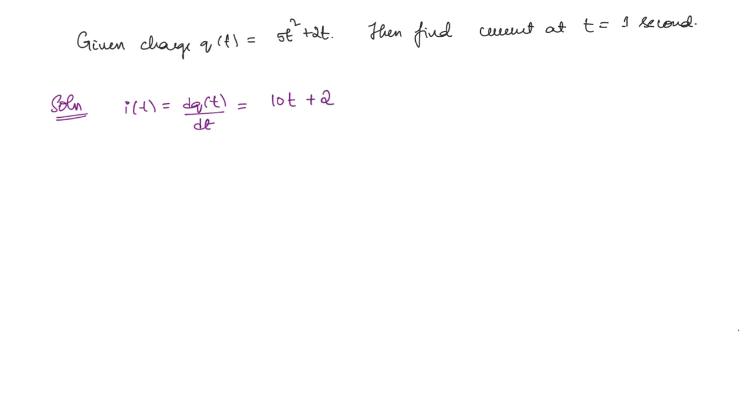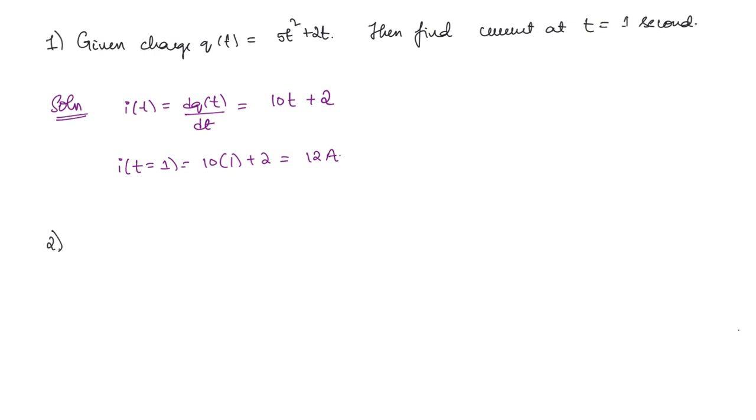And when should you find the current? The current at instant t equal to 1 second. So I of t equal to 1 is equal to 10 times 1 plus 2, which is equal to 12 amperes. So this is one question.